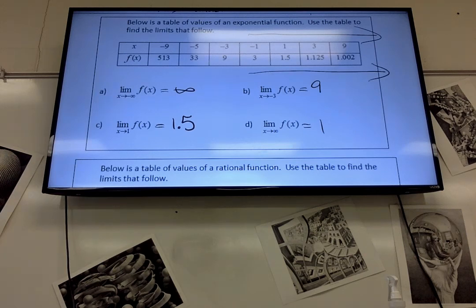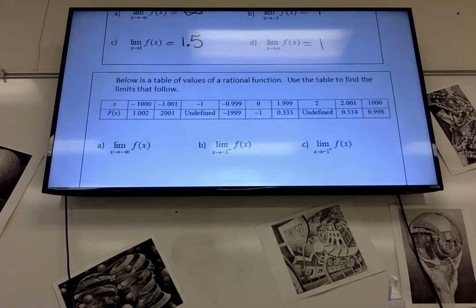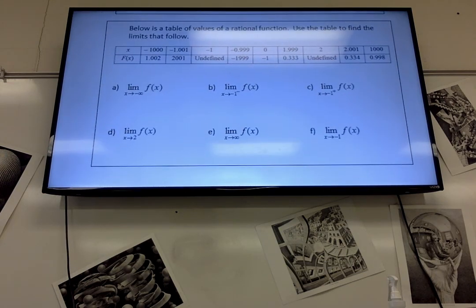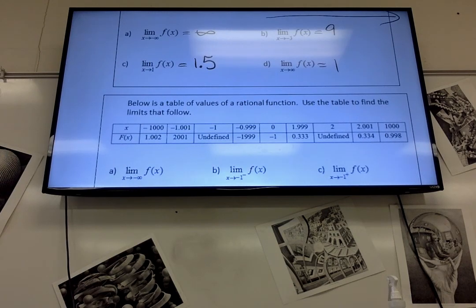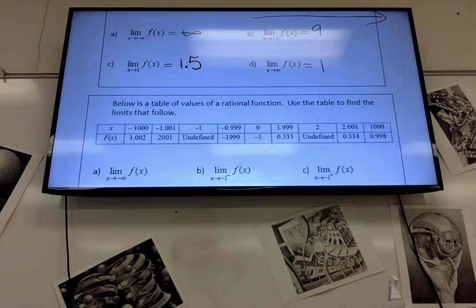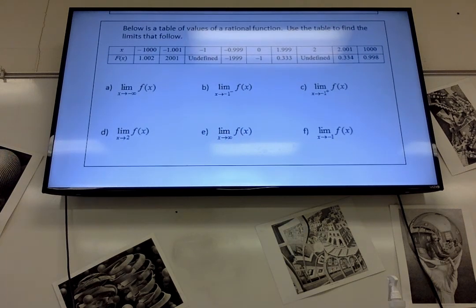This next one is a rational function. Did I go too fast? Wait, are the undefined things like holes? Yes, or asymptotes. Especially with a rational function, probably asymptotes. But it could be holes or asymptotes. Okay, so see how many of these you can fill in. If you're confused on one or two, that's cool. Just leave blank.